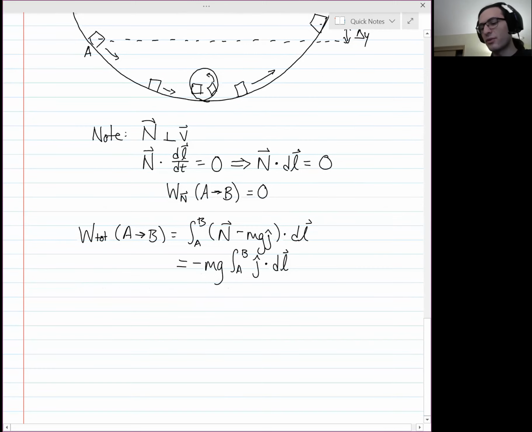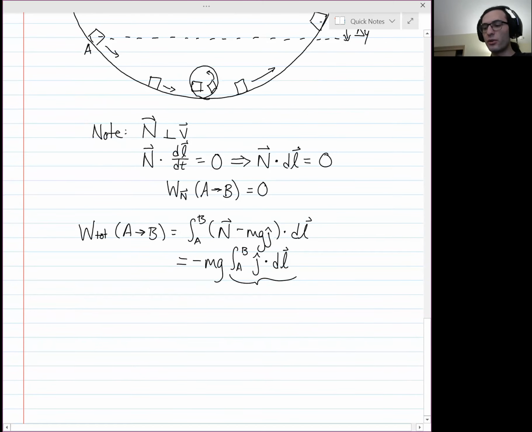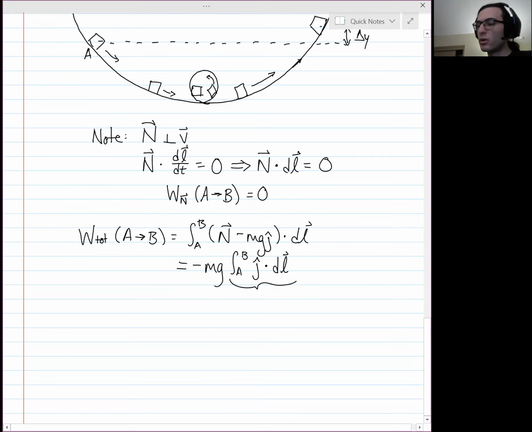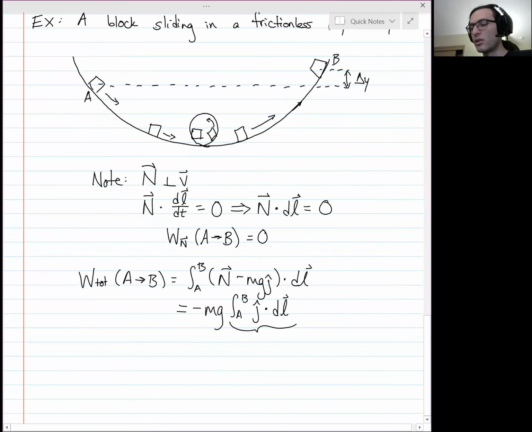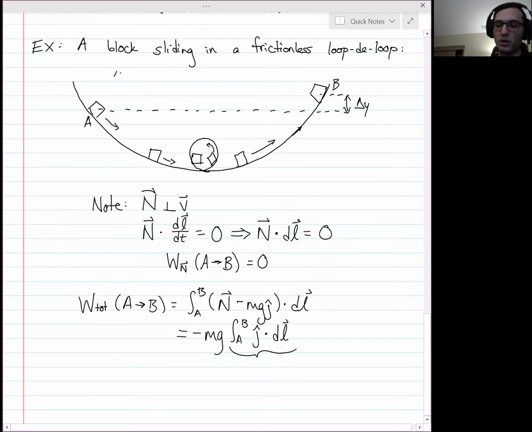And so now we're just left with the question, what is this quantity here? So consider what it means. The j dot dl, well, if dl is the path, j dot dl tells you how much vertically that path travels. So yeah, the mg is negative because it's pointing downwards. I've chosen my coordinate system to be the standard one.